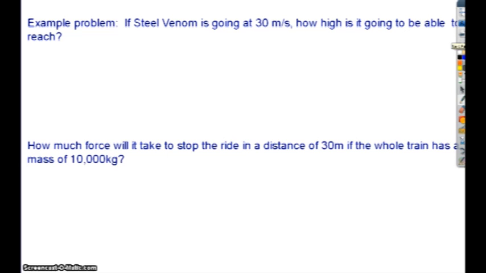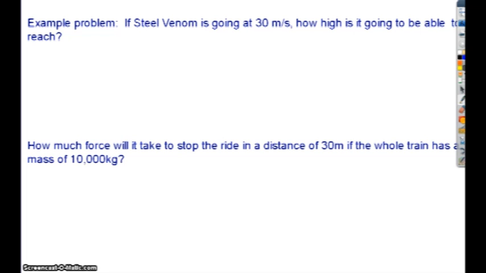So looking at how we solve problems with energy. The way we solve problems with energy is by looking at the law of conservation of energy and what sort of energy things have initially and what sort of energy they have finally. So in this example problem, if Steel Venom is going at 30 meters per second, how high is it going to be able to reach?